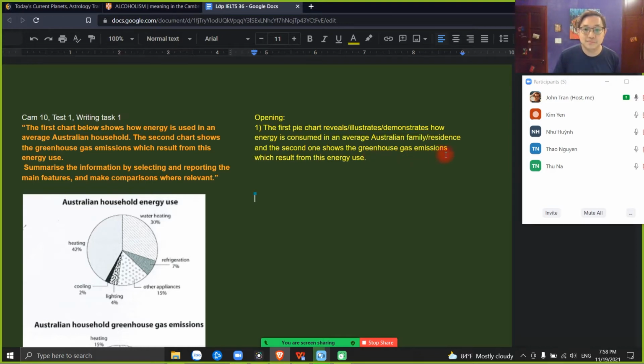Greenhouse gas emission. How can we change this? Sự xả thải khí nhà kính.